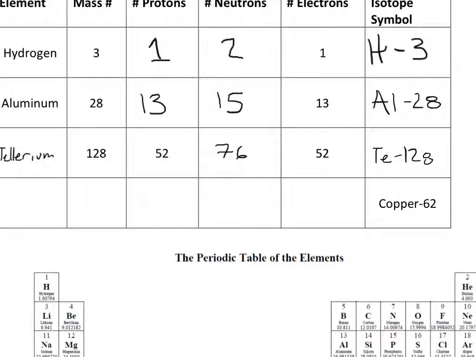Alright, hopefully that helps you out a little bit. Give these some practice. You should be able to find the number of protons, neutrons, and electrons using just your periodic table or information like this on the test.